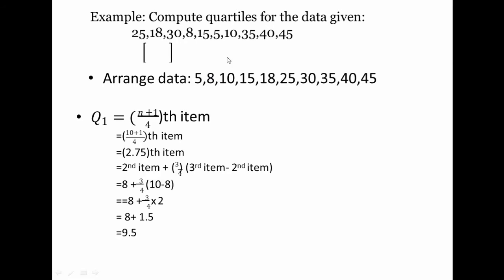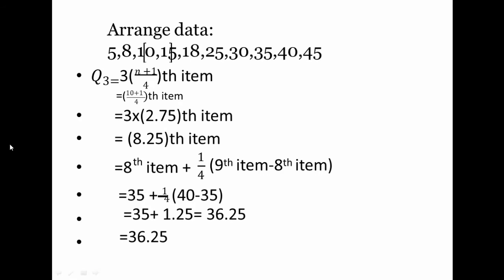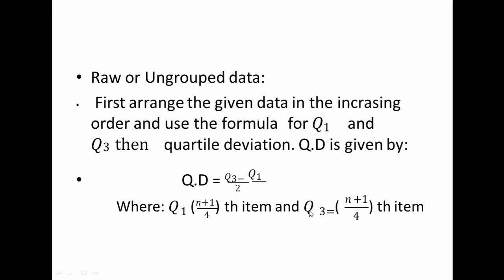So here is the number 9.5. 9.5 represents Q1, the first part of the data. Q1 is 9.5. So 9.5 represents the first quartile for this data. Now to find the third quartile for the data. So dear students, for the third quartile you see over here, this is equal to 3 into (n plus 1) item.